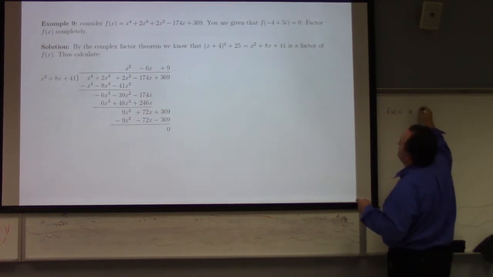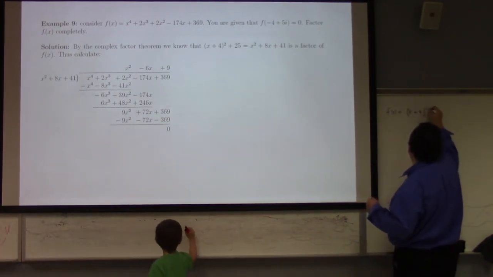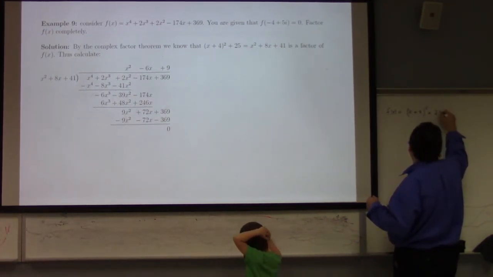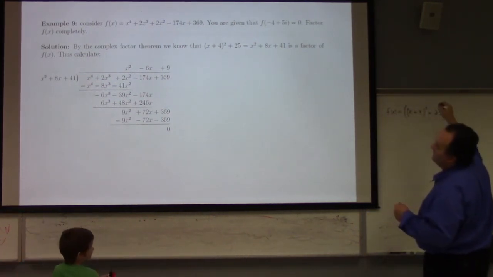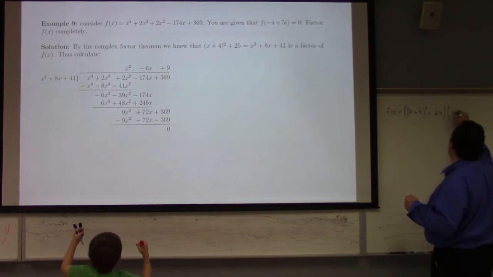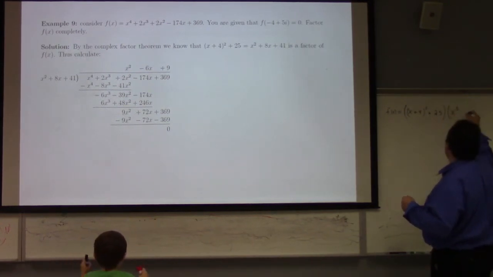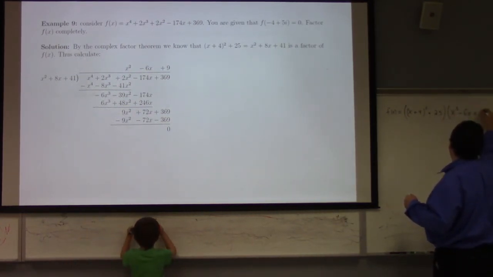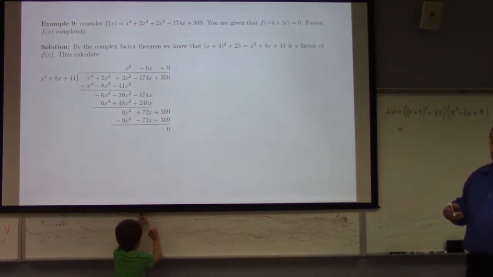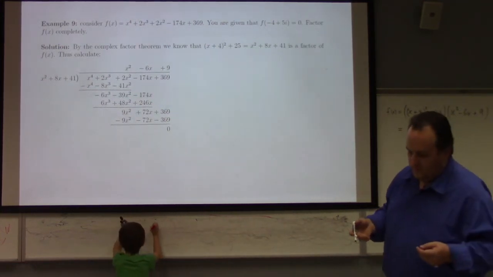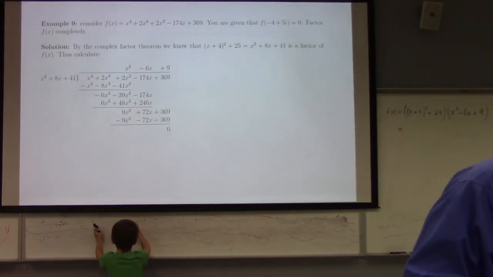So we've got x plus 4 squared plus 25. That's my initial factor. And then what was left? What was left was x squared minus 6x plus 9, right? And now the question is, are we done? Is this completely factored? The answer is no. We can factor that further. How can we do that?